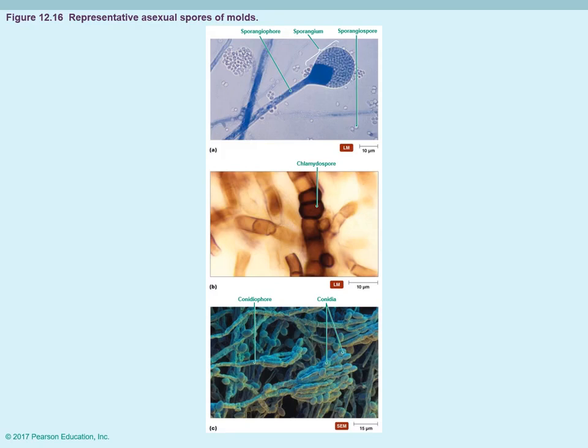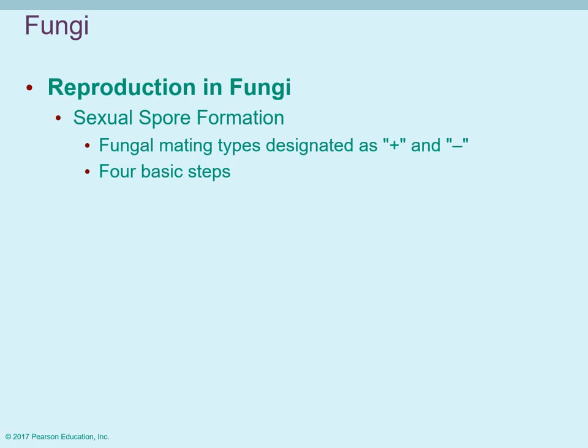So once again, it's going to be very specific to the species as to if it forms a spore, what that looks like. Is it free? Is it encased in a capsule type thing? Exactly how does that look? Sexual spore formation in fungi can get a little bit complicated. We do designate species as either being positive or negative, and there's 4 basic steps.